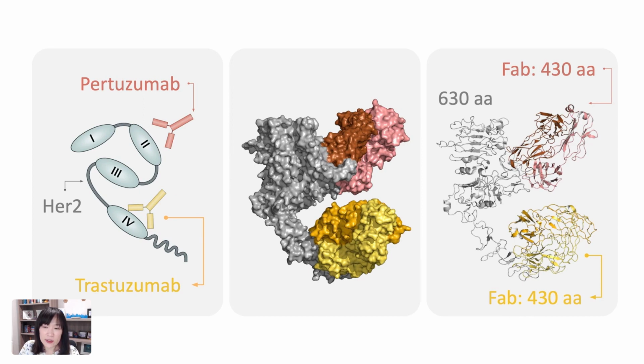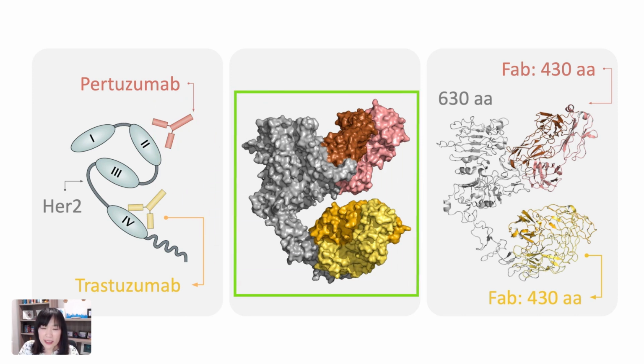Okay, let's look at this in a little bit more detail. On the left, again, is the diagram we saw from last time. Gray is HER2, the protein antigen that we want to target, and trastuzumab is the antibody in yellow, and pertuzumab is the antibody in this red-pink color.